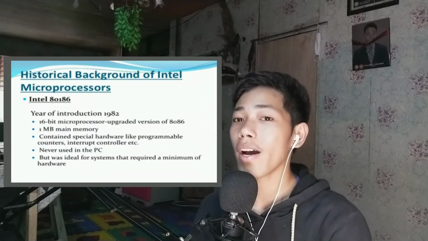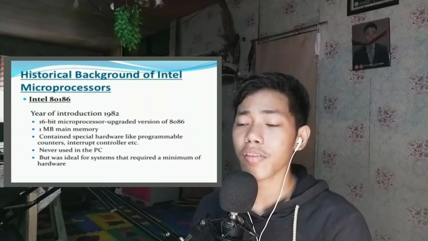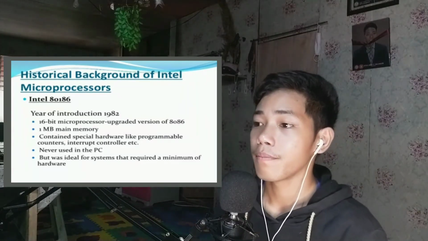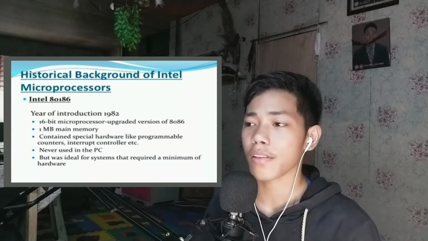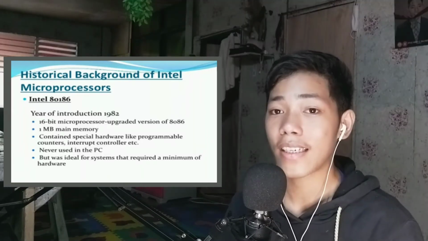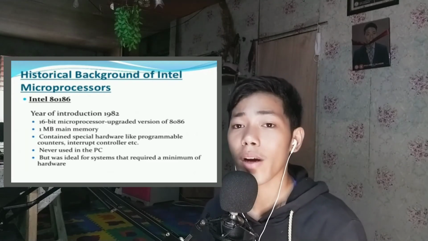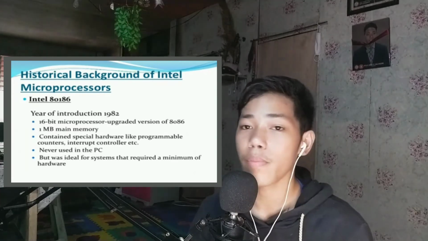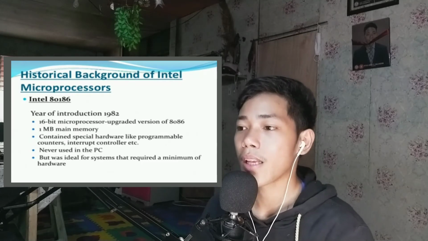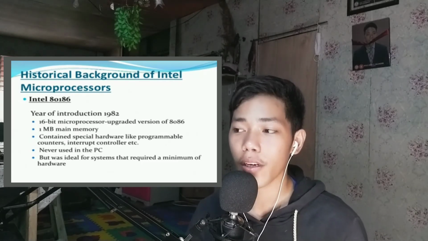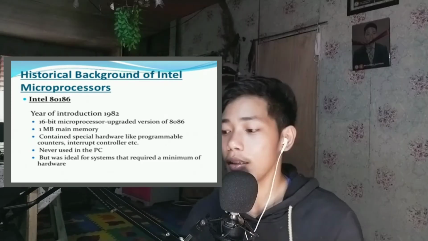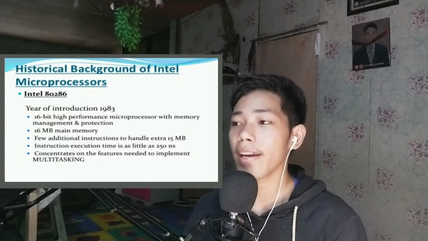Okay, another is the historical background of the Intel 80186. The year of introduction is 1982. It is a 16-bit microprocessor, an upgraded version of the 8086. The Intel 80186 has never been used in the PC, but it was ideal for systems that required a minimum of hardware. So next is the Intel 80286.